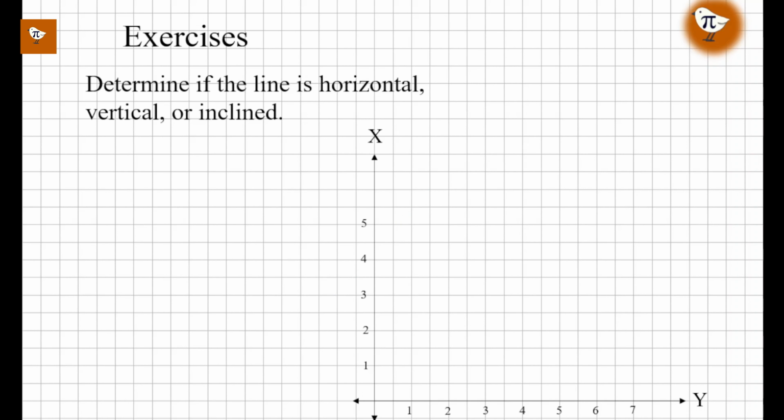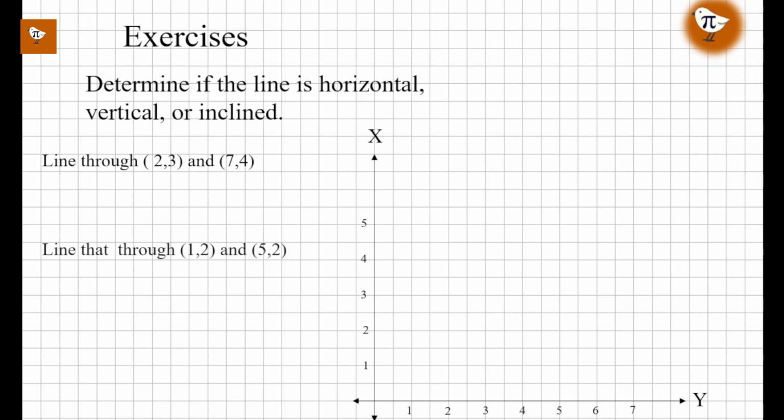Now let's practice with some exercises. Determine each type of line based on the figure below. The line that passes through (2, 3) and (7, 4) is an inclined line because the x-coordinate is different and the y-coordinate is also different.